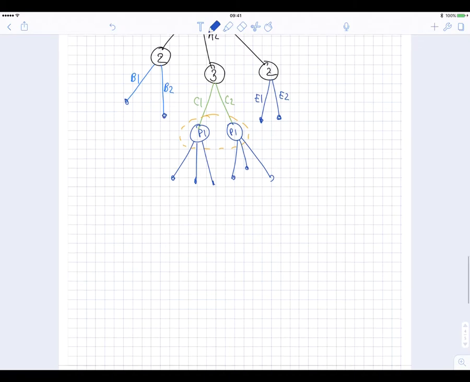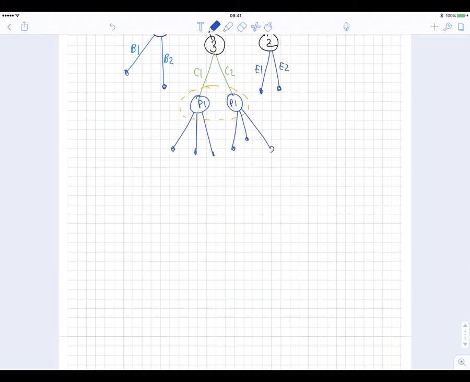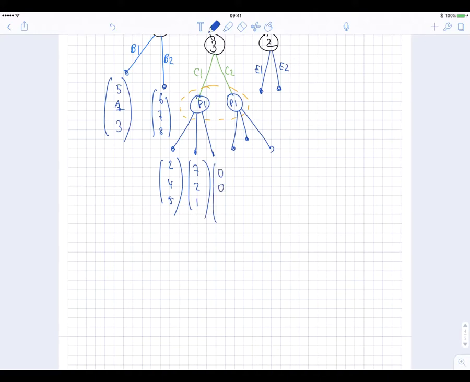Okay? Give me 3 numbers. 5, 1, 3. Okay. Give me another 3 numbers. 6, 7, 8. Sure. Another 3 numbers. 2, 4, 5. Another set of 3 numbers. 7, 2, 1. Okay, another set of 3 numbers. 0, 0, negative 3.